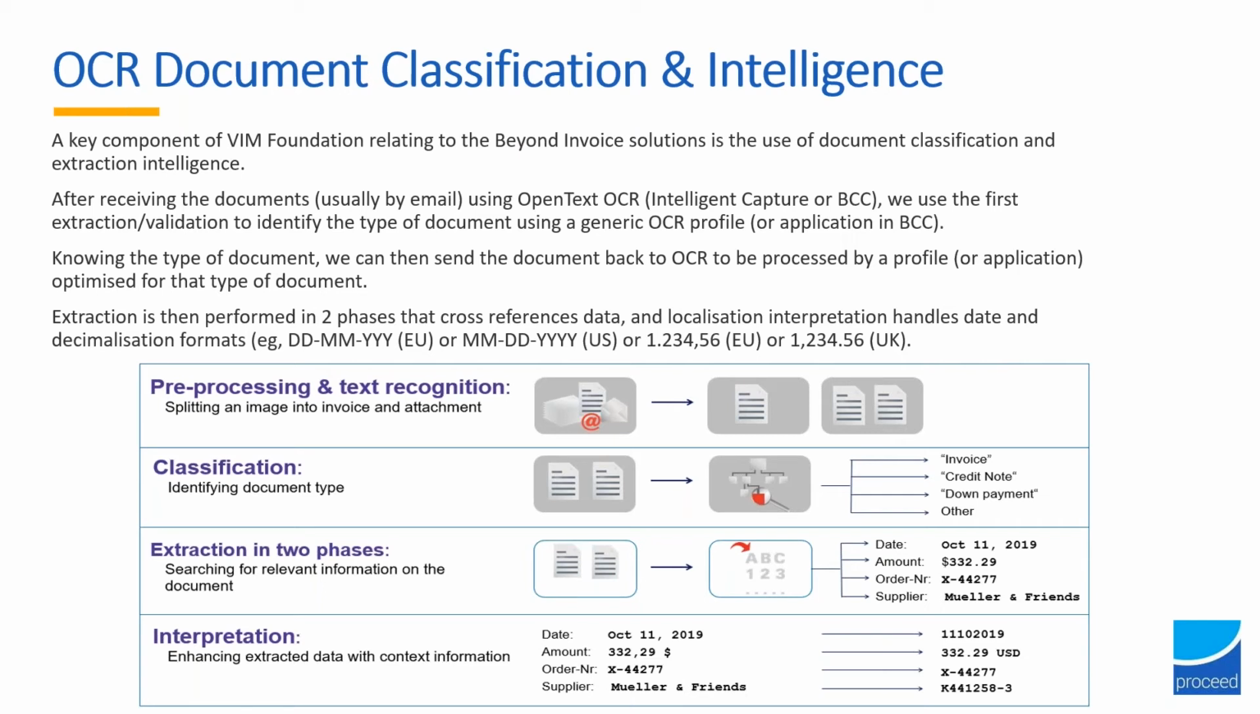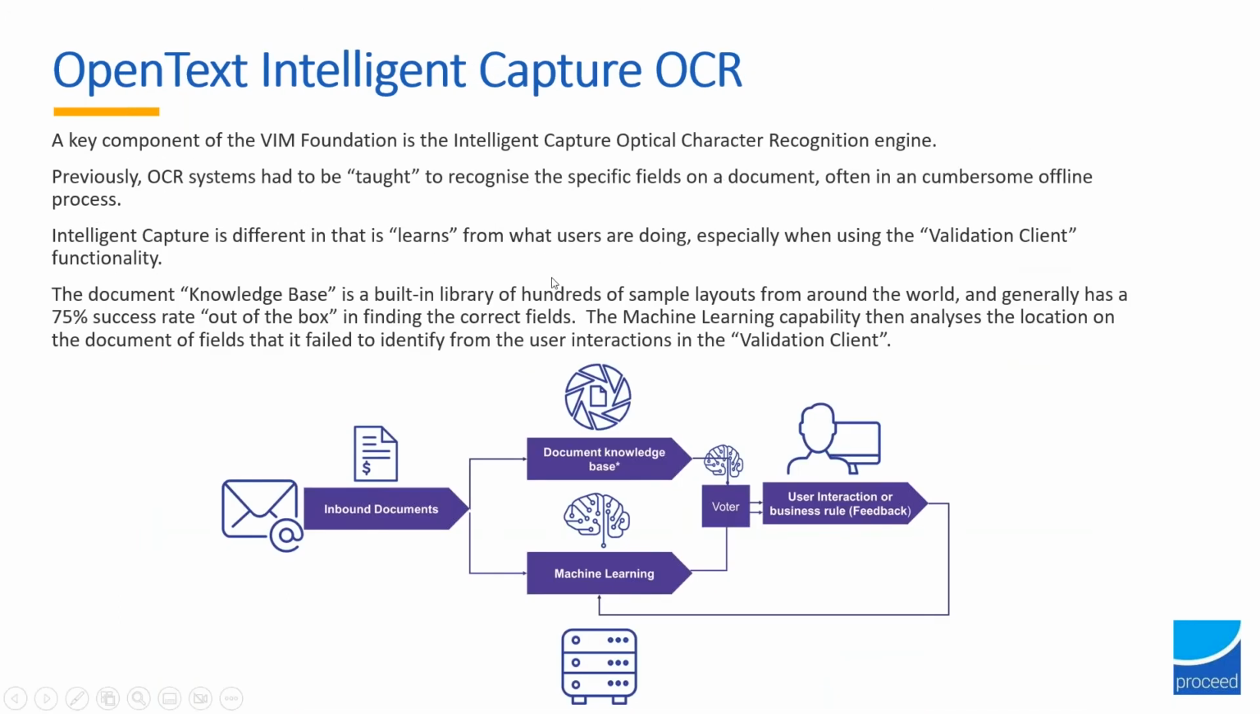But this time, knowing that it's an invoice, our document knowledge base will say, okay, now I'm processing an invoice, I'm expecting to find these fields relating to an invoice, or if it's a delivery, I'm expecting to find these fields which are common on a delivery note. So you're optimizing the extraction of the optical character recognition depending on the type of document.